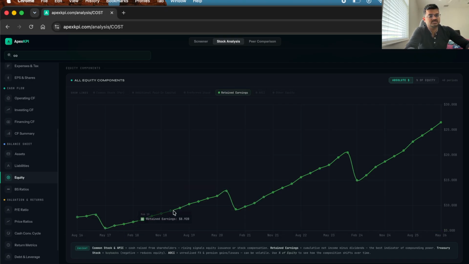Then retained earnings, yes, it is growing consistently, but you would see a huge dip from November 23 to Feb 24 and in the August 22 to November 20 time frame. Think of it, why do you think the retained earnings has dipped? We have already covered the reason in the cash flow statement, specifically in the financing cash flow. Just connect the reason, and there is a direct answer in the financing cash flow.